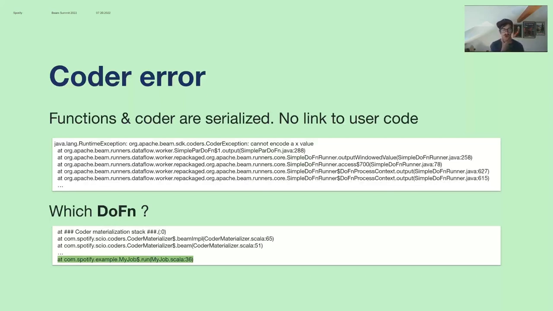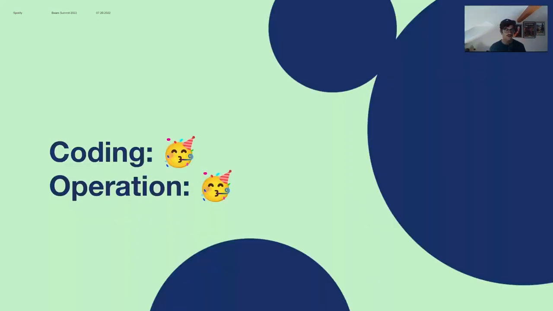For the Scio coder, we actually made a trick to wrap it and include the materialization stack. So each coder will remember from which place of the user code it has been created. And in the exception, you'll actually have your user code saying, "Oh, it's my job that failed at line 36." So it's also nice to have for operations. That was just a focus on the things that can help with this.